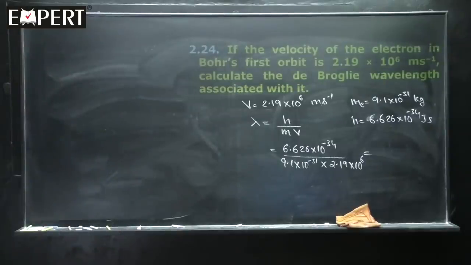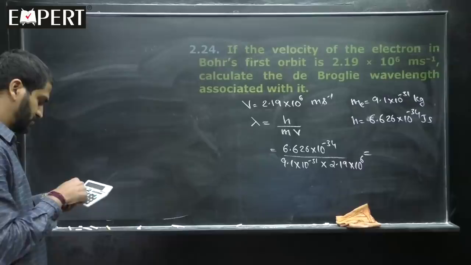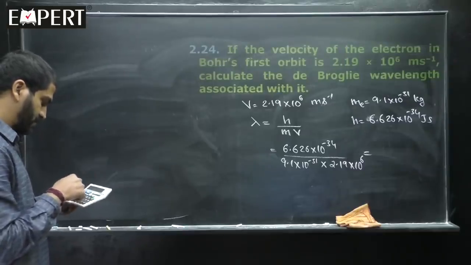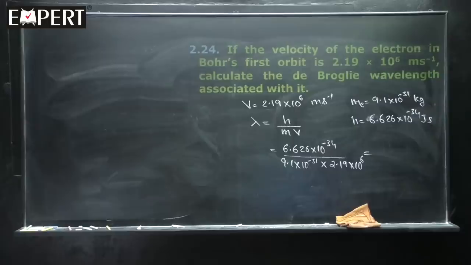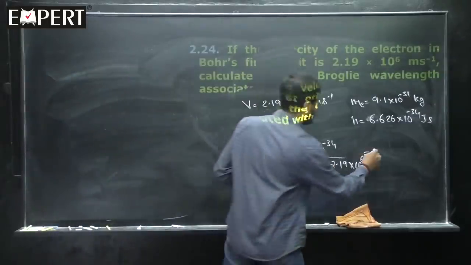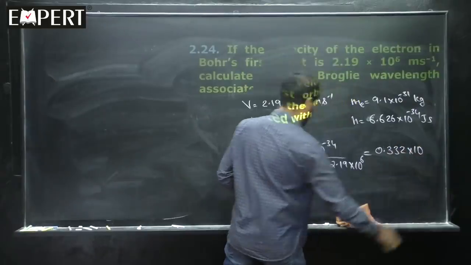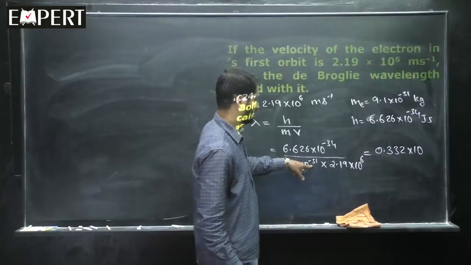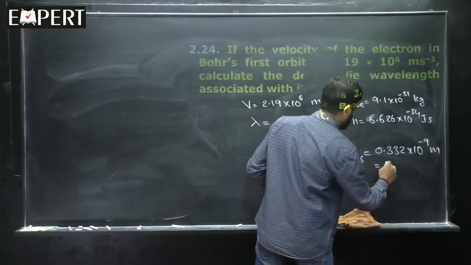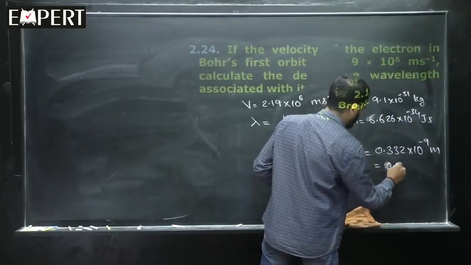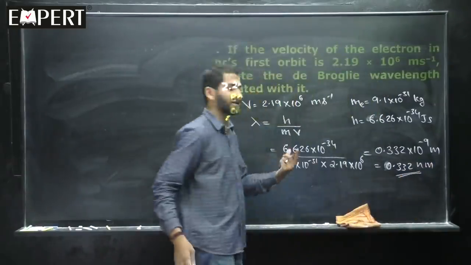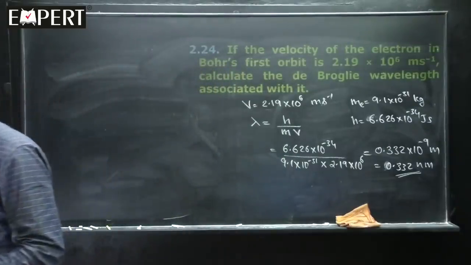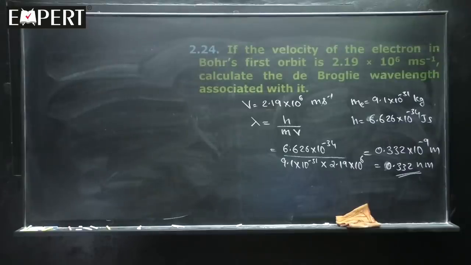There is a calculator. 6.626 divided by 9.1 divided by 2.19, which will be equal to 0.332 into 10 to the power minus 9 meter, okay, we can write 0.332 nanometer, correct, that is also correct, or even you can write in picometer, it would be 332 picometer, correct.